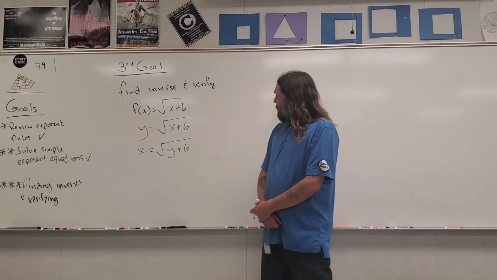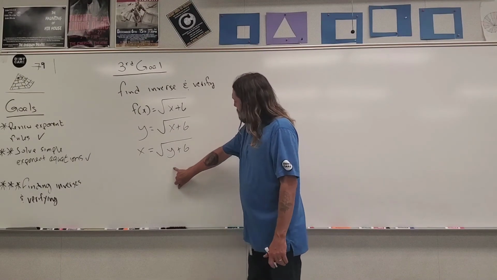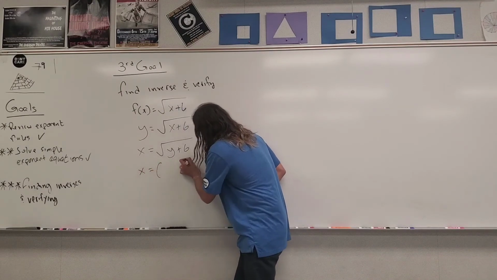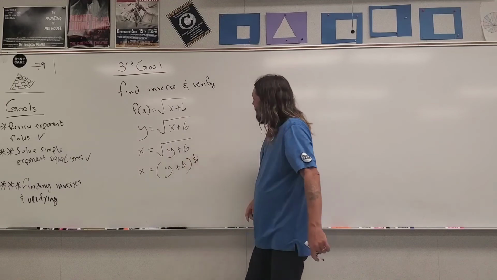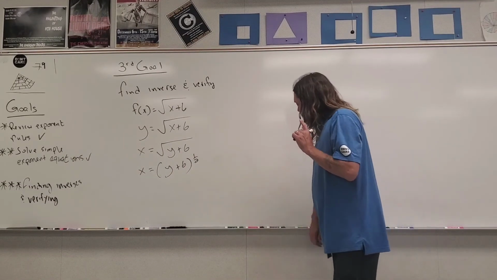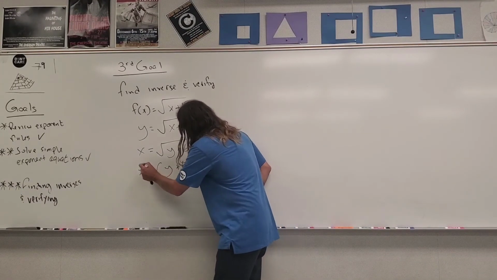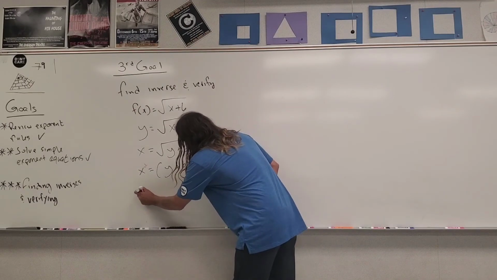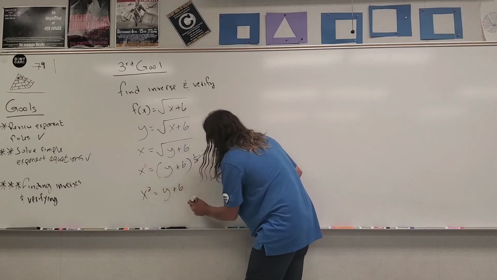Now, remember we have exponent rules, which we're going to use. So here I have the square root of y plus 6, which means that I have now x equals parentheses y plus 6 to the 1/2 power. I need to get rid of that 1/2 power, and I'm going to accomplish that by raising both sides to the power of 2, so I can cancel that out. That cancels. So now I'm left with x to the second power is equal to y plus 6.